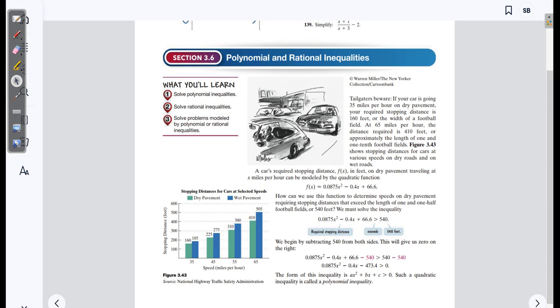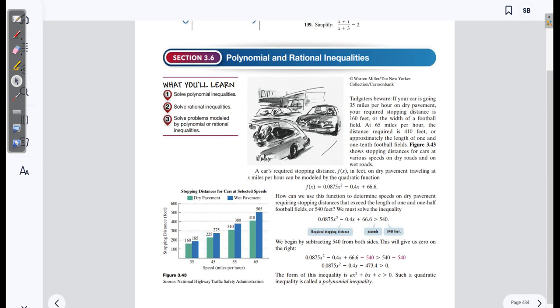Okay, today we're talking about Chapter 3, Section 6. Excuse me, Chapter 3, Section 6, Polynomial and Rational Inequalities. Alrighty, so we have talked about polynomial and rational equations, right? Equal sign equations. Now we're going to be talking about inequalities.